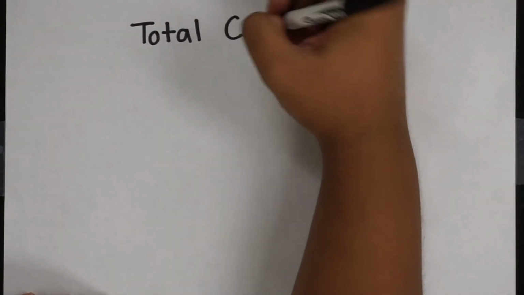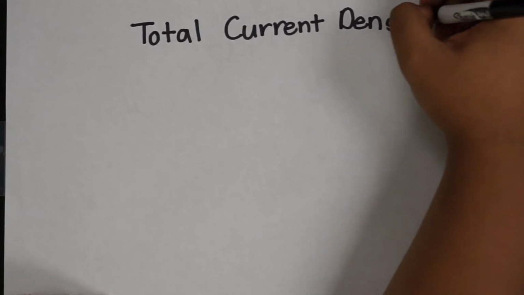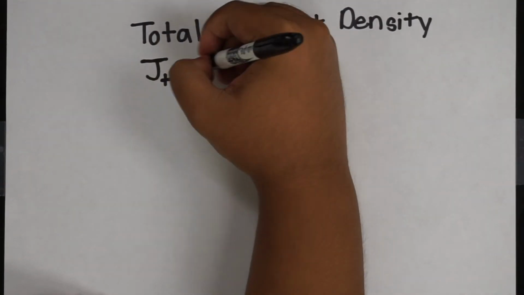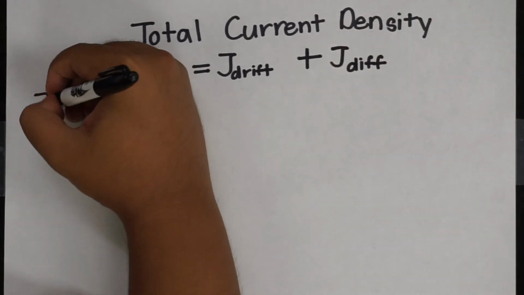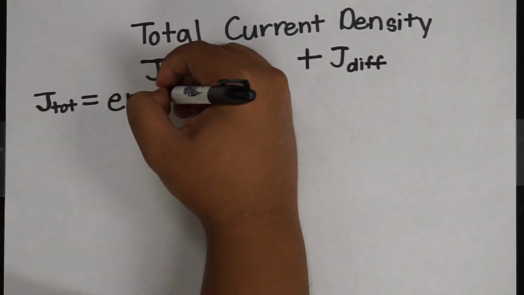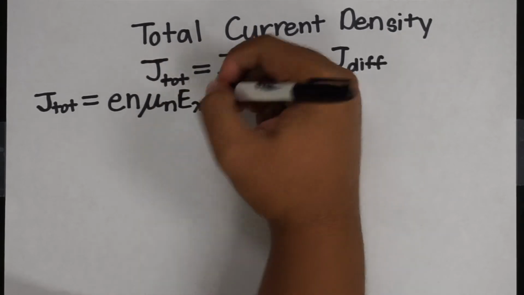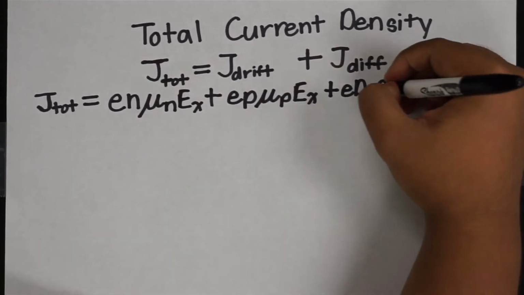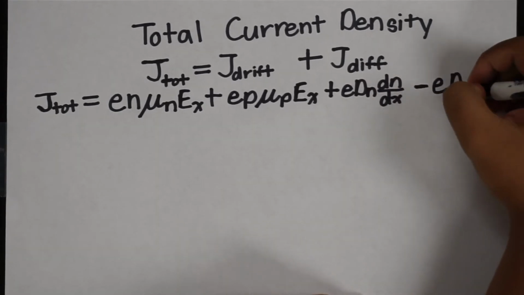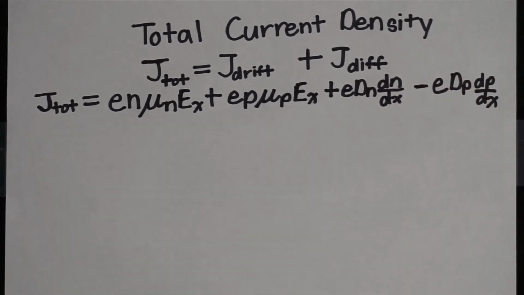Total current density is equal to E times n times mu sub n times E sub x plus E times p times mu sub p times E sub x plus E times D sub n dn/dx minus E D sub p dp/dx. The first two terms are contributed by the drift currents, while the last two terms are contributed by the diffusion currents, which we already have gone over earlier in this video.